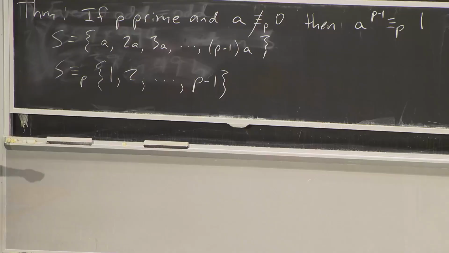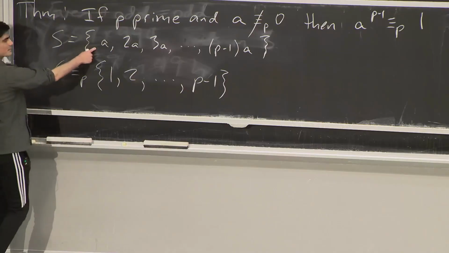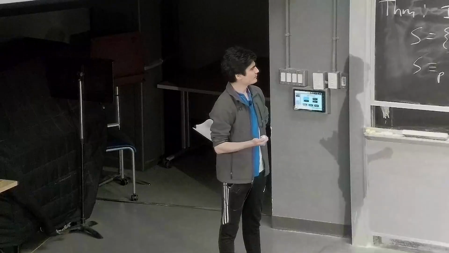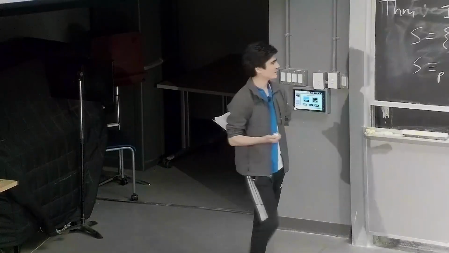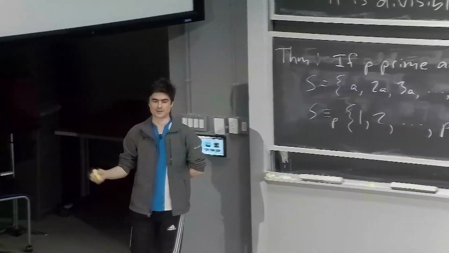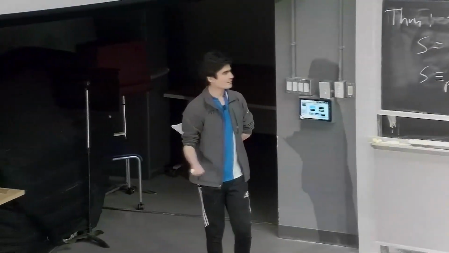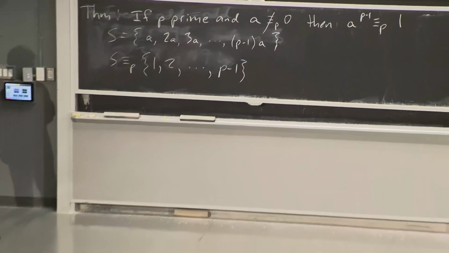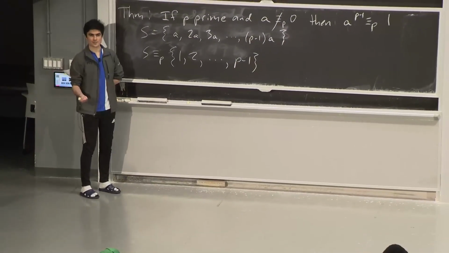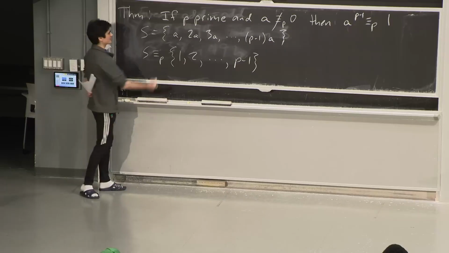Well, first, probably the easier part. Why is none of these 0? That's basically saying, why is none of them a multiple of p? Well, all of the coefficients on a are less than p, so p doesn't divide any of those. p also doesn't divide a by assumption. And p is prime, so it doesn't divide any of these products. Okay? So none of these is 0.